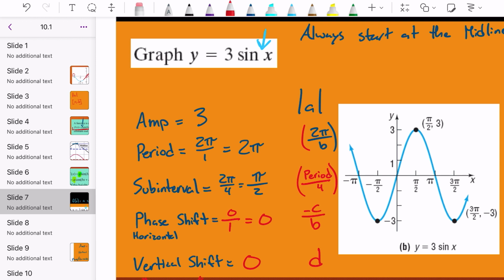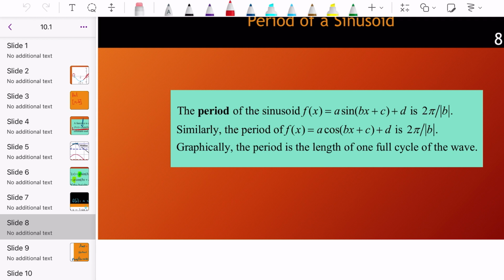Let's go ahead to slide 8. Slide 8, we begin by talking about the period. Once again, we figure out what the period is by getting 2 pi over b. And we're always looking at the absolute value of b. Now this will be the same for not only a sine function, but also a cosine function, if we were to look at an equation. So this is extremely, extremely important.